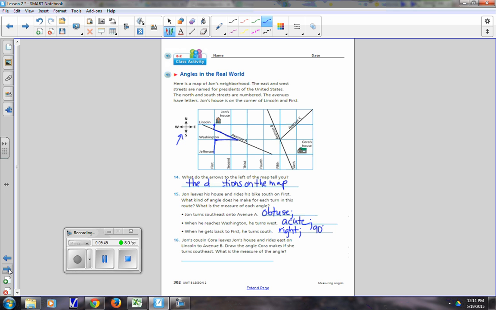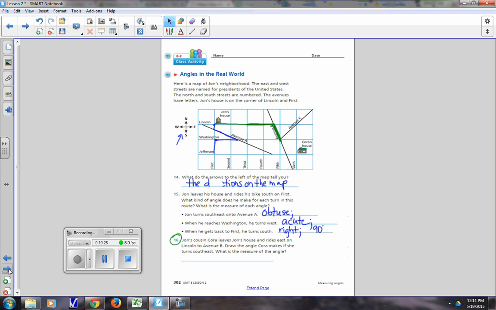So John's cousin, Cora, leaves John's house and rides east. I'll use Cora in green. So Cora leaves John's house and rides east on Lincoln. So she's going this way to Avenue B. Okay? Draw the angle Cora makes if she turns southeast. So it's this angle right here. What is the measure of the angle? So we'll do 16 in class so that you can measure with a protractor. I'm going to show you how to measure with a protractor tomorrow.